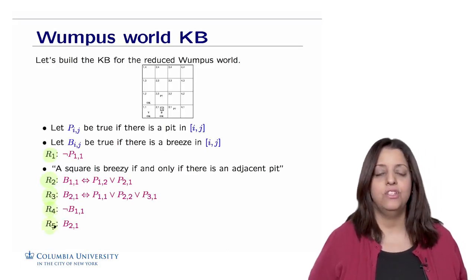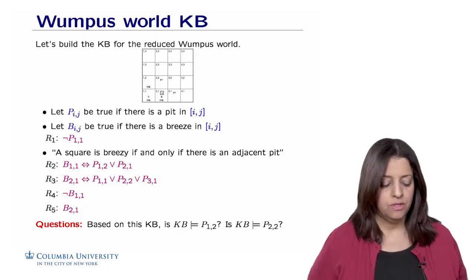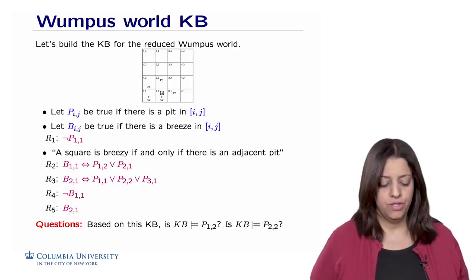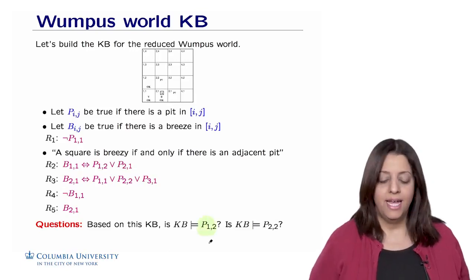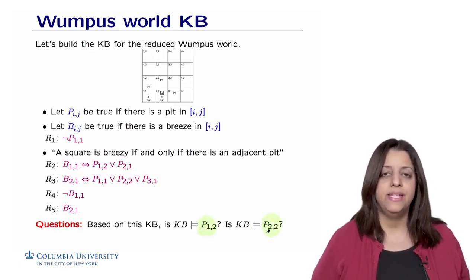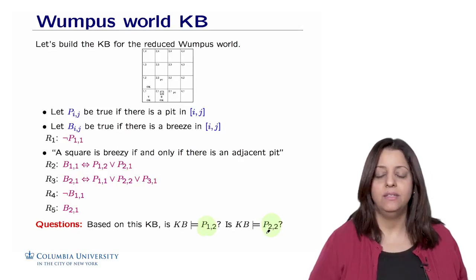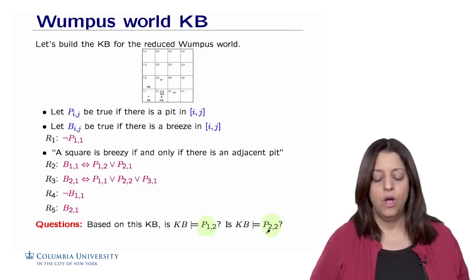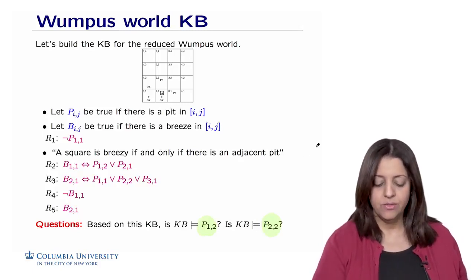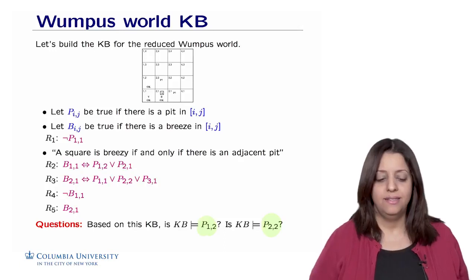And we could ask questions about the knowledge base. For example, we could wonder whether there is a pit in 1,2. In other words, does KB entail P12? And does KB entail P22? So can we say, based on what we know already, in terms of perception and in terms of the knowledge base information, whether there is a pit in 1,2, or whether there is a pit in 2,2? Okay, so we're going to see how we could do that in a bit.